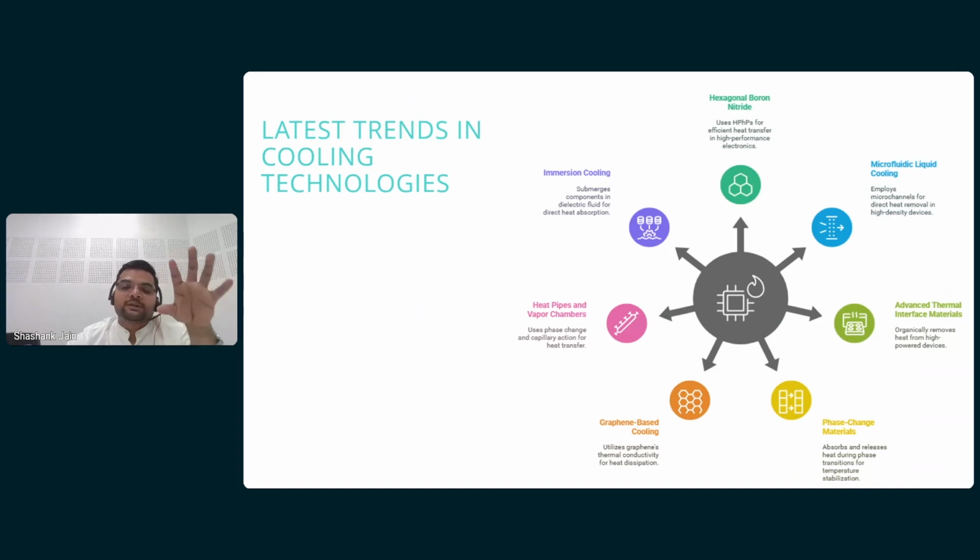Now, I just want to mention immersion cooling. They are used for components, assemblies or products which are associated with very high heat emission values. In this, you submerge the entire component or assembly in a dielectric fluid for direct heat absorption. The more the contact area, the more the heat absorption, right? And the better the cooling technology is.